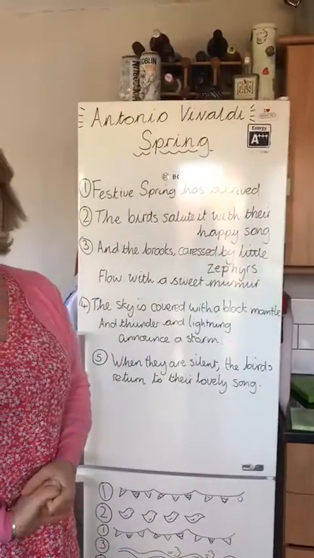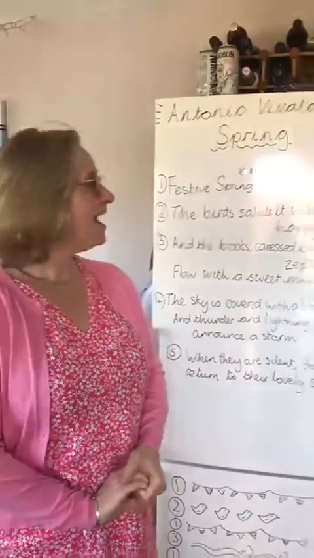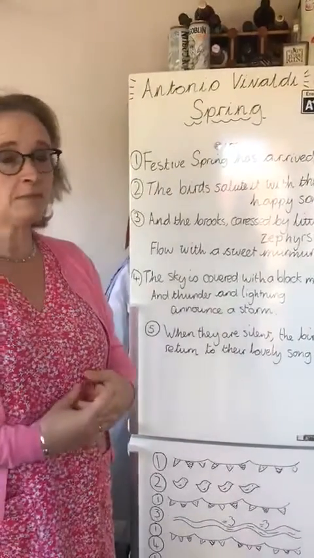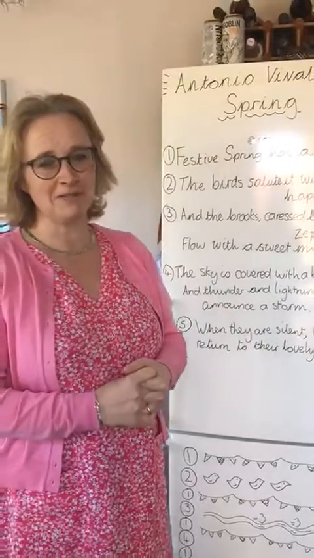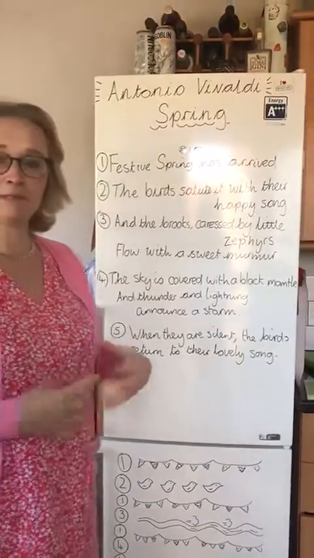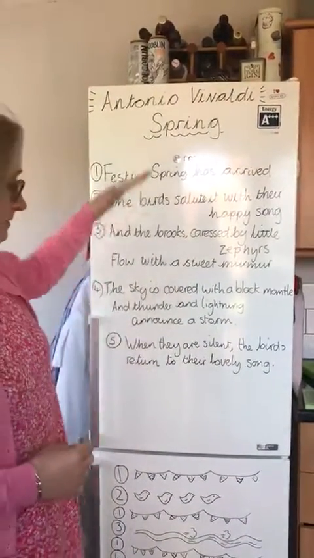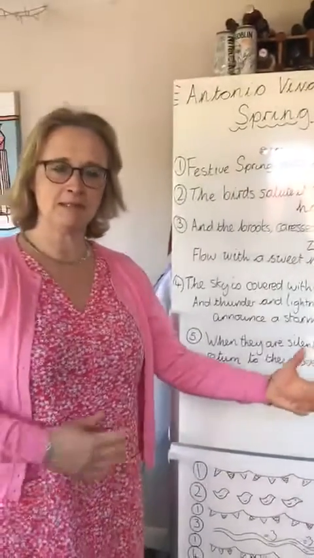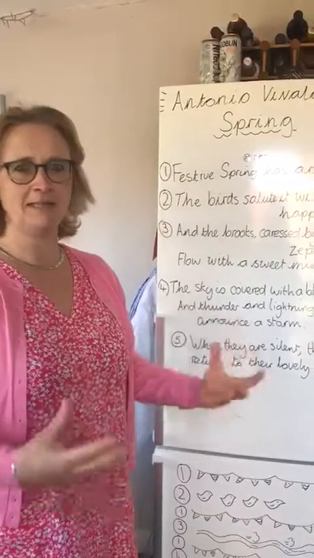Vivaldi wrote this piece of music about 300 years ago, and at the same time that it was written, either he or somebody else, nobody is quite sure, it was a very long time ago, wrote a poem to explain what the music is about, and here is the poem. So we'll start off by reading it, and then we'll listen to the piece of music and see how Vivaldi managed to get these ideas into music.